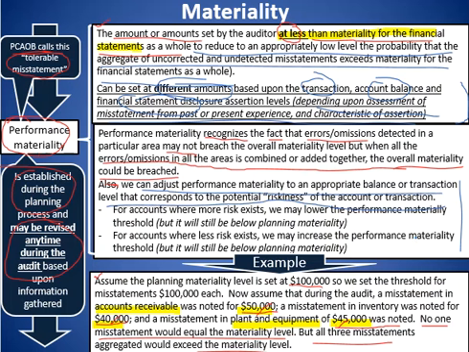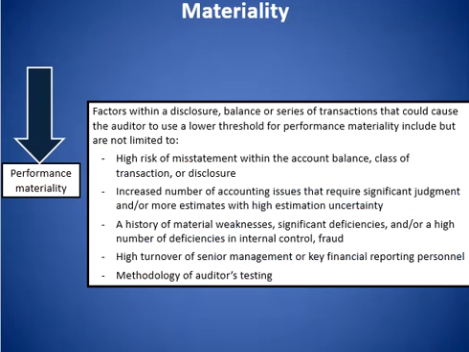And think about this from a planning standpoint. For accounts where more risk exists, in other words, we're not too sure about those accounts, we think there's more risk there, we're probably going to lower the performance materiality threshold. For accounts where less risk exists, we may increase the performance materiality threshold, but again, it's still going to be below the planning materiality. So the more risk an account has, we're going to lower that performance materiality threshold, and the less risk it has, we're going to take a little more chance with that. So that's performance materiality.